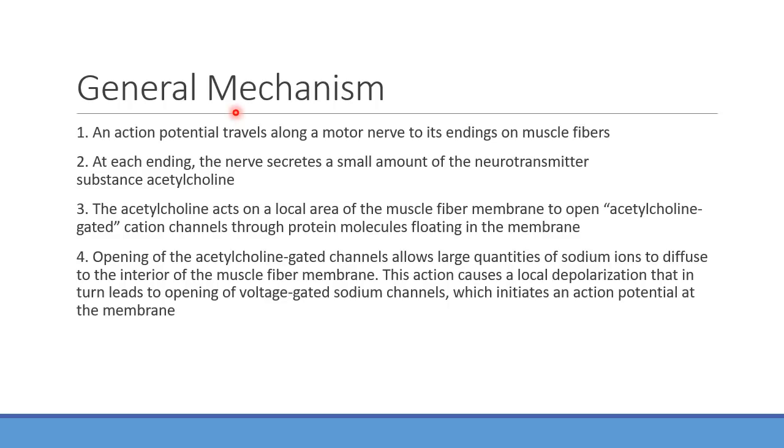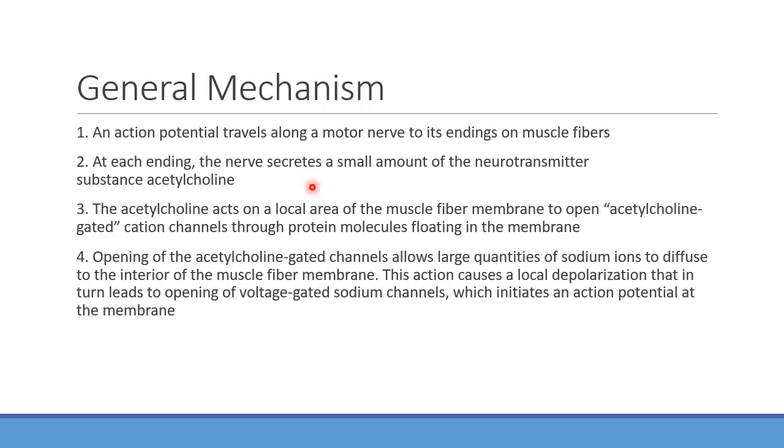All right, so basically the general mechanism is going to happen here. Again, we'll go over these in more detail, so I'm not just going to read it off to you. But basically what you're going to find is that as an action potential comes along the motor nerve, it's going to find its ending there on the muscle fiber itself, right? So this is where it actually gets to the neuromuscular junction itself. At each of the endings, you're going to find that it will secrete a small amount of acetylcholine, okay?